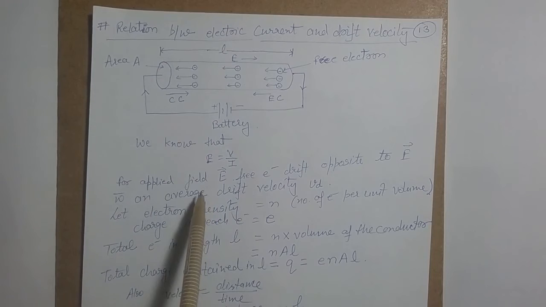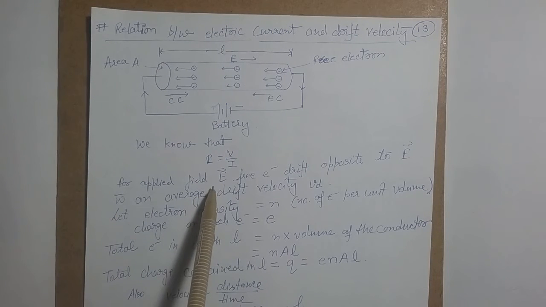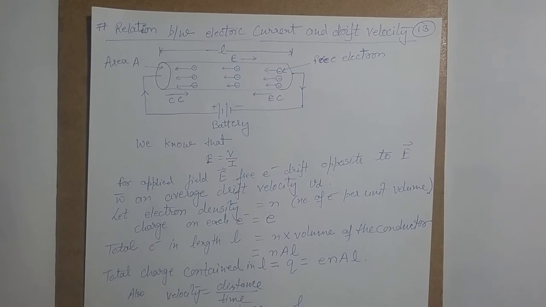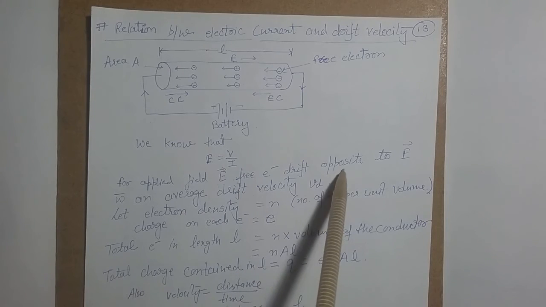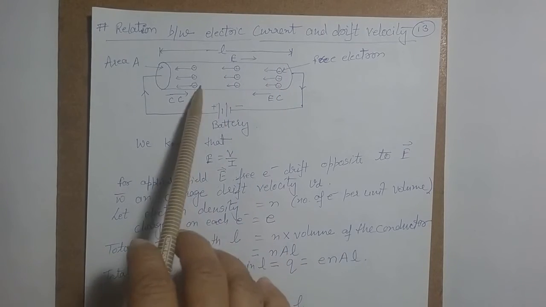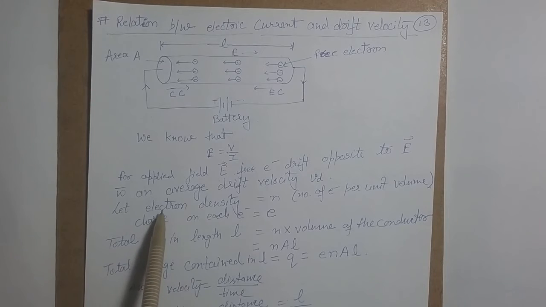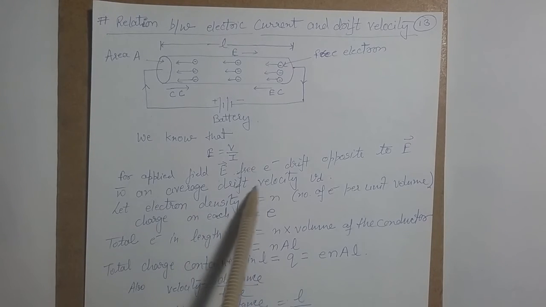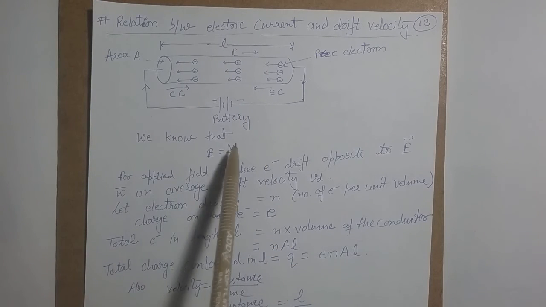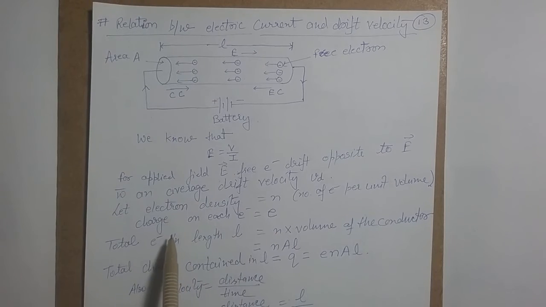We know that according to Ohm's law, E is equal to V upon I. Now for applied potential, when we apply a field E, the free electrons always drift opposite to the direction of this field E. Here E is in this direction and the electrons are moving opposite to that. So an average drift velocity is set up for these electrons, and that is opposite to the direction of the electric field.